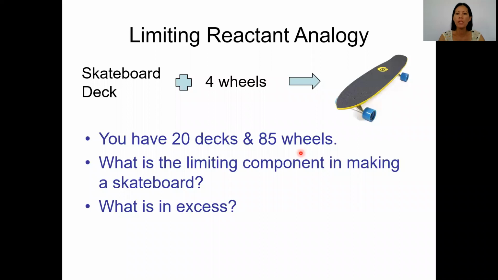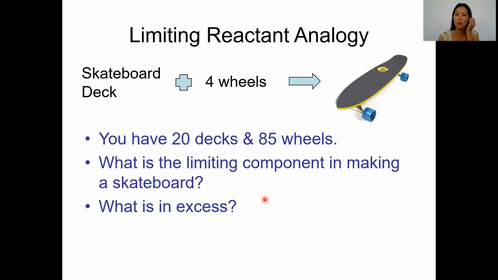So I'm going to go through some key examples, but this is all we're doing. We're just seeing what component limits it. And the main way we're doing that is finding out 20 decks can give you 20 skateboards, but 85 wheels could have given you more skateboards, but you didn't have enough decks. So the one that gives you the least amount of product is going to be the limiting reactant. And then we'll talk about what's in excess. Basically, you had way more wheels, you only needed 80. So the excess is what you started with, 85 minus 80, you'll have 5 wheels left over.